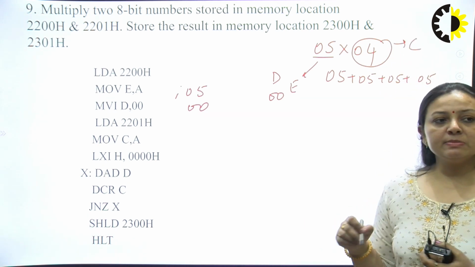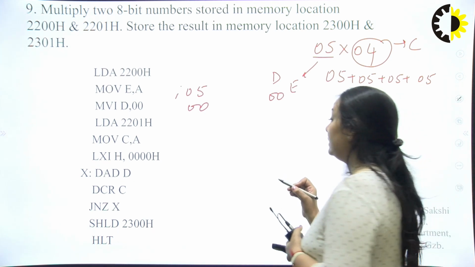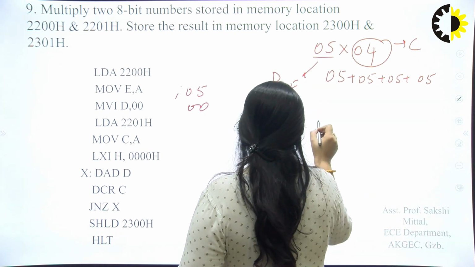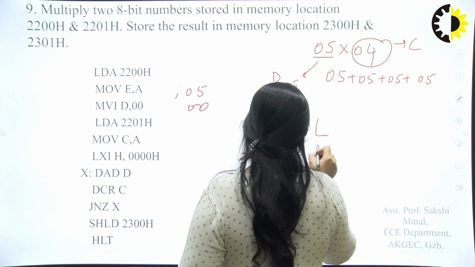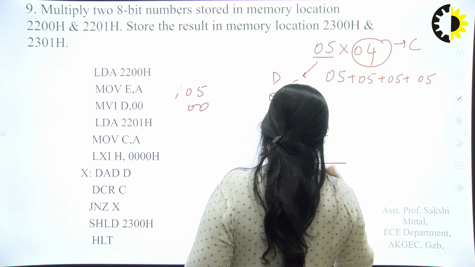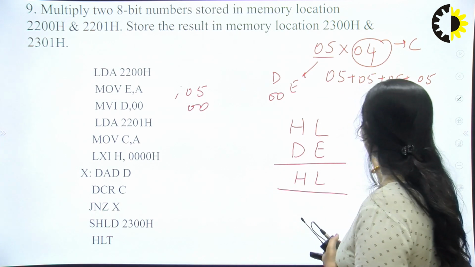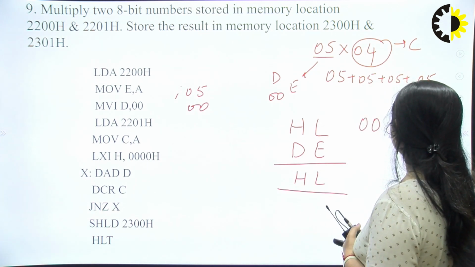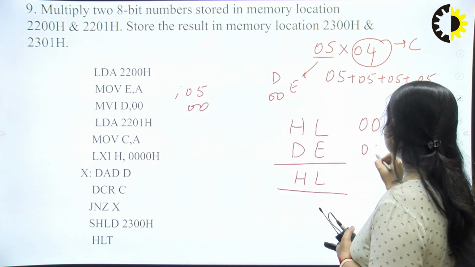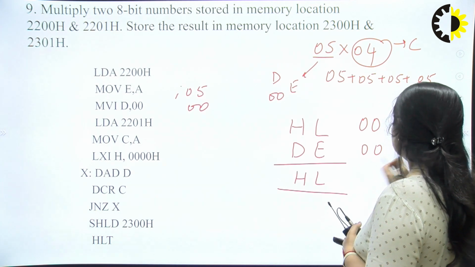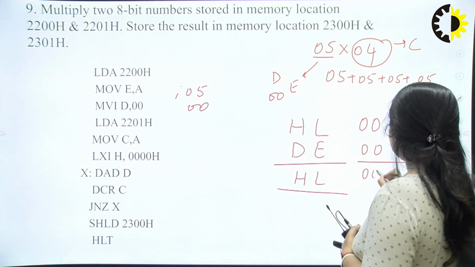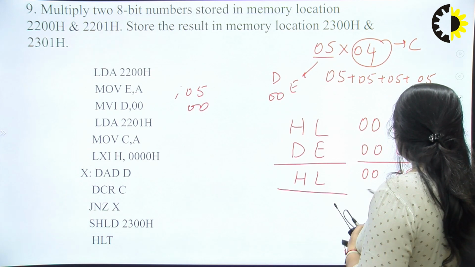Now the HL pair is cleared to 0 to perform DAD. The DAD instruction is used to perform 16-bit addition. It adds the contents of the DE pair with the contents of the HL pair and stores the result in the HL pair. Now see, HL is already clear. So you are having 00 in HL. DE is having the first input 0005. Just add the numbers and you will get the result in HL pair.